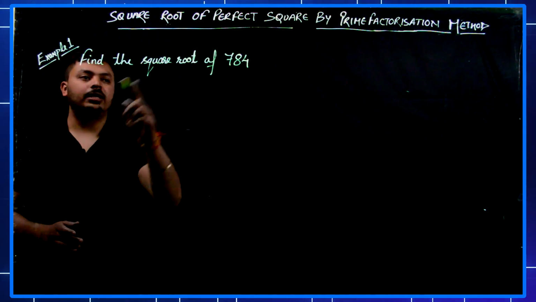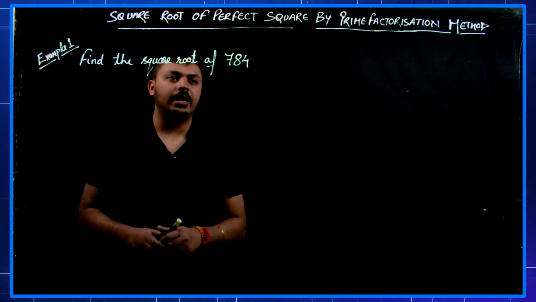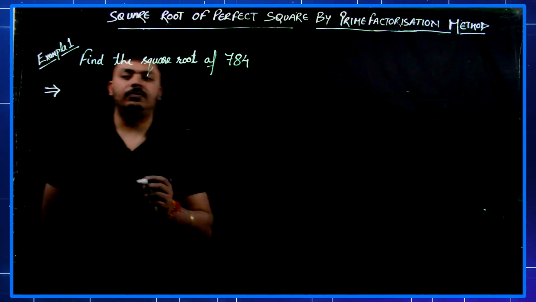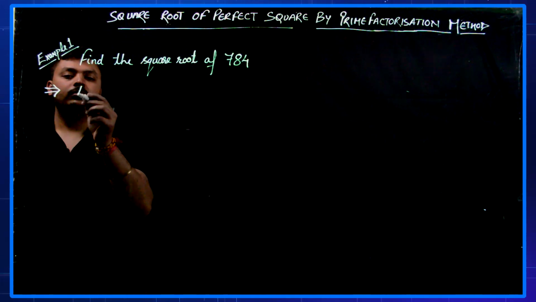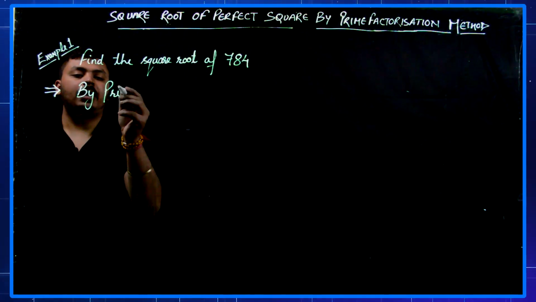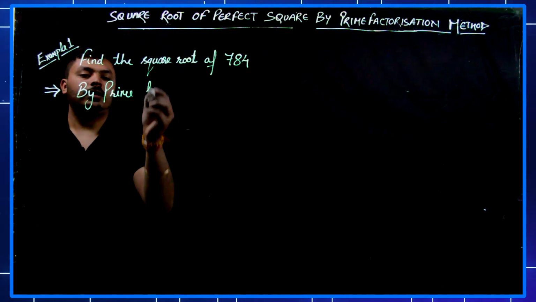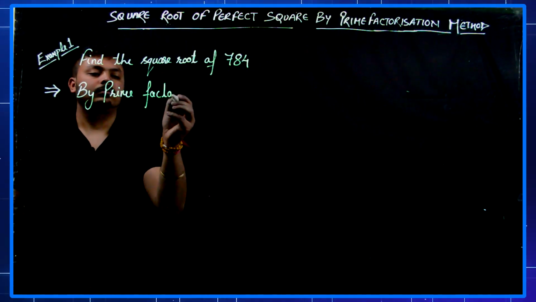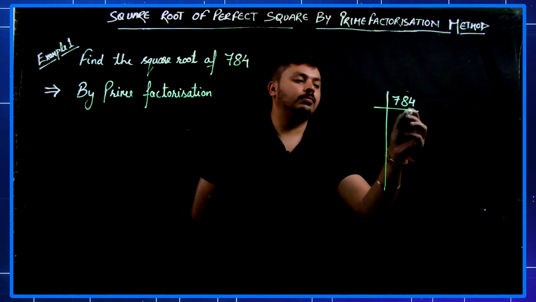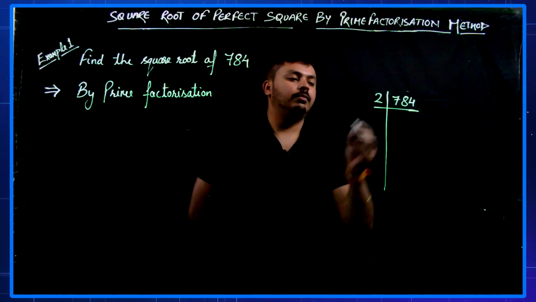Example 1. Find the square root of 784. That is, find the prime factors of 784 by prime factorization. 784 is even, so we divide by 2.